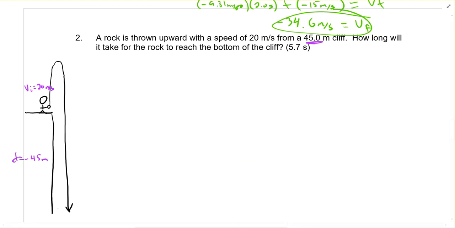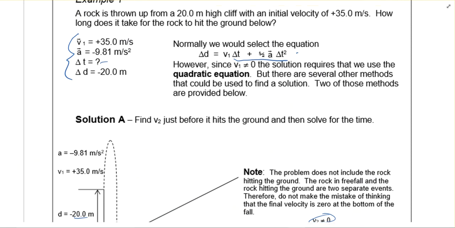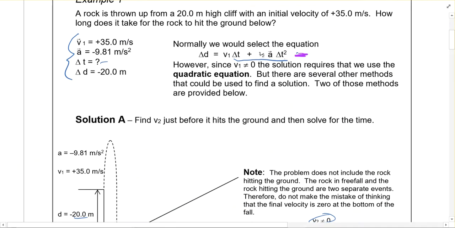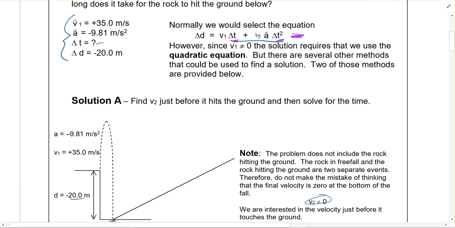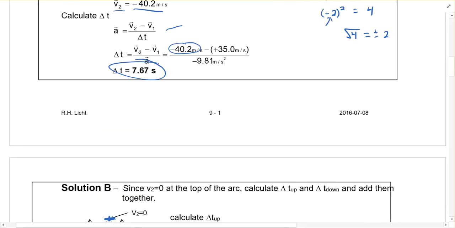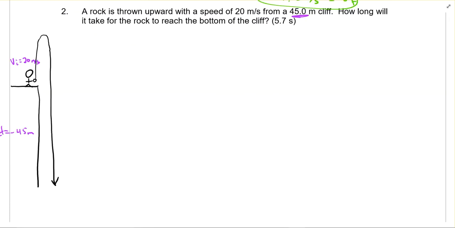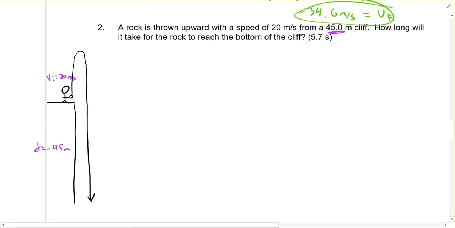The problem is if we use our formula from up here, we have to solve for t, with a t squared and a t, and you need the quadratic equation for that. So we can't really do that one. The other thing I didn't write down that we know, the same thing we always know: A is equal to negative 9.81 meters per second squared. And we're looking for t.